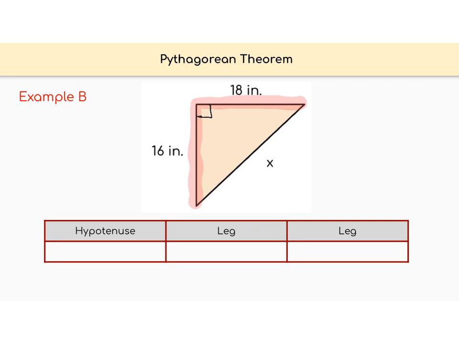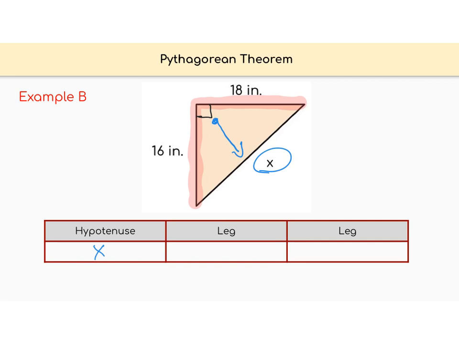So the first thing that I want to find is the hypotenuse. Again, the hypotenuse is the side that is directly opposite the right angle. So if my right angle is here, my hypotenuse will be opposite that. Well, in this case, it's just a variable, x, which is fine. So for the hypotenuse, I'm going to represent that as x.